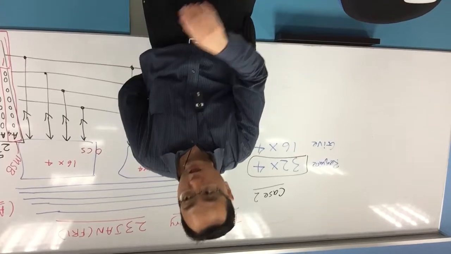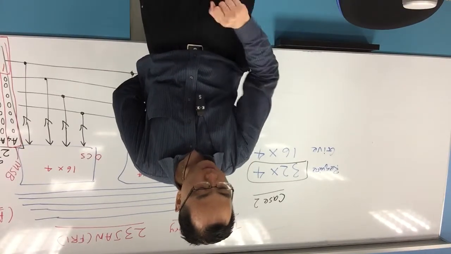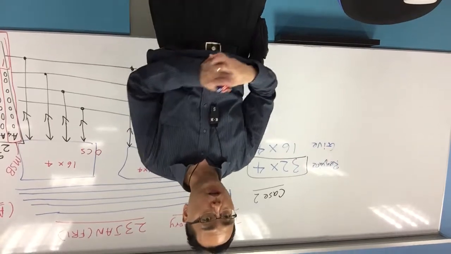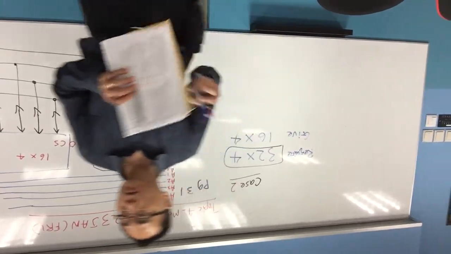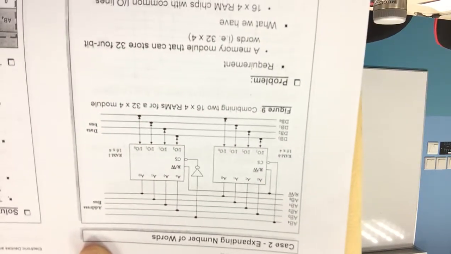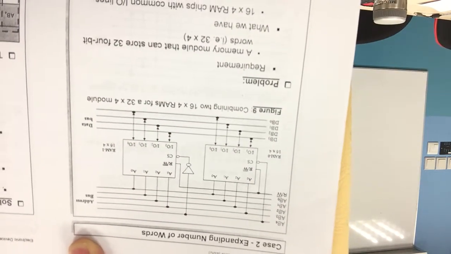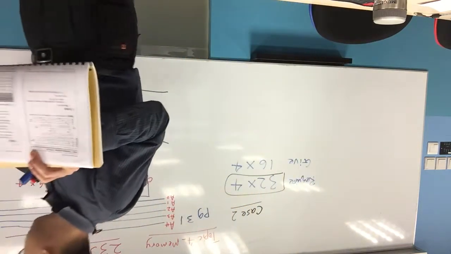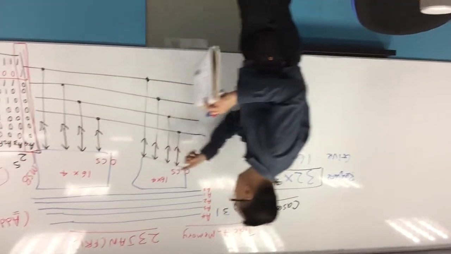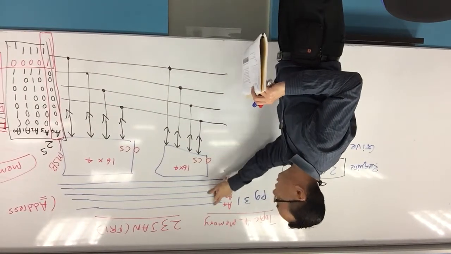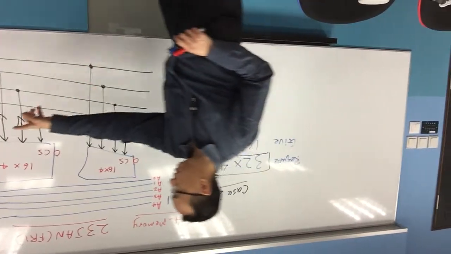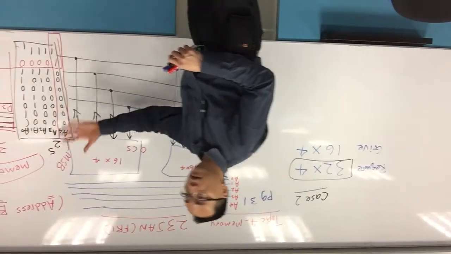Now to answer Siwoo's question just now: you were asking me why on page 31. Can you look at your figure? See this page 31 figure very carefully. You will notice that the A4 line is connected to this chip select. It's basically to handle the switch.